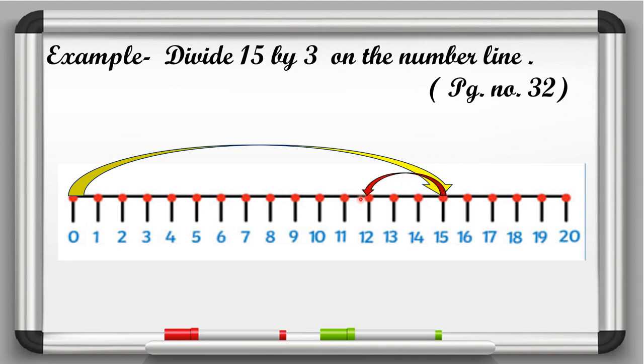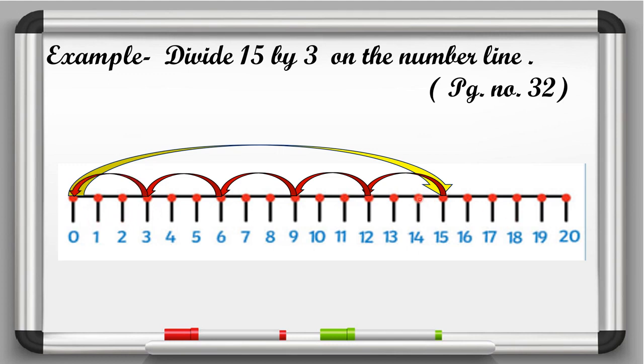ओके, नाउ 12, हम 12 पे आ गए बेटा. नाउ 11, 10, 9. सो वी विल रीच एट 9. Okay, now again we have to speak backward counting. 8, 7, 6. So we will reach at 6 now. Okay, 9 to 6. Now 5, 4, 3. So 6 to 3, and 2, 1, 0. So 3 to 0.